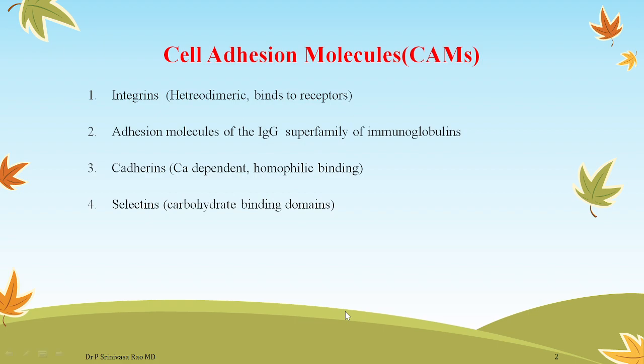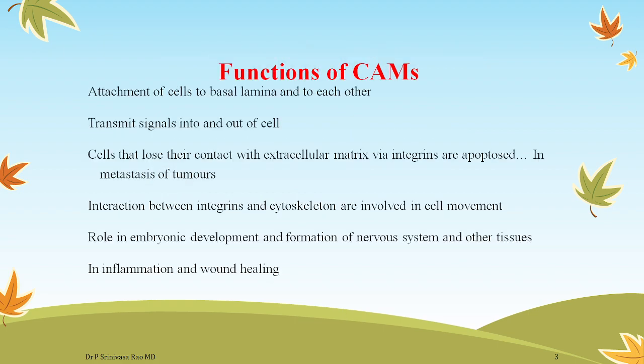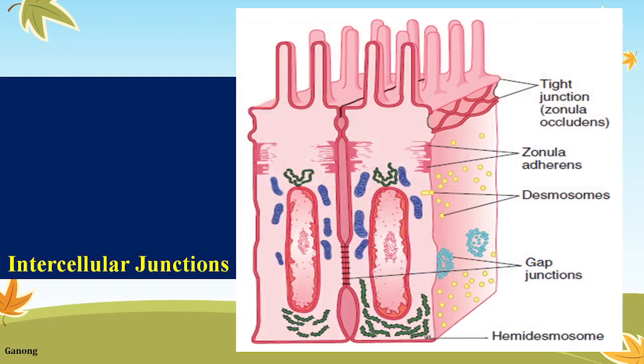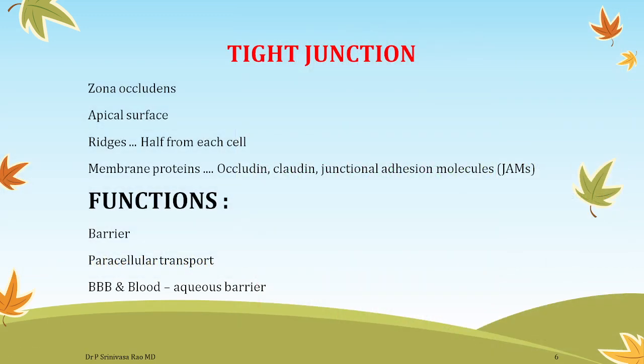How can we define a cell junction? These junctions can also be called intercellular junctions. I think you know the meaning of intercellular junction: the junction between two different cells is called an intercellular junction. We can classify these junctions into the tight junction, that is zona occludens.